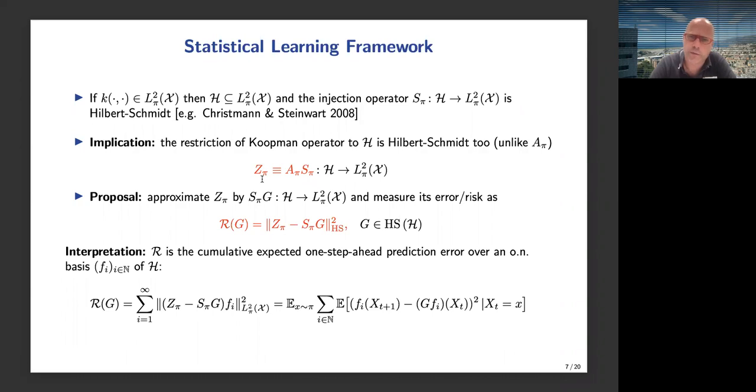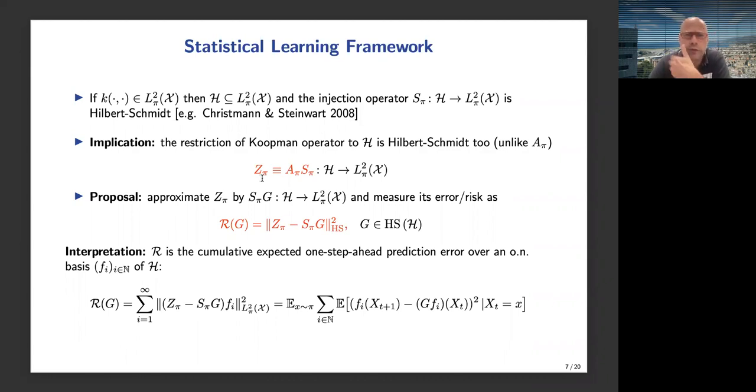And when we have a sample trajectory from the process, the estimators that we build will be finite rank operators. Okay, so since our target operator Z pi is Hilbert-Schmidt, we have hope that we can estimate it well with finite rank operators.